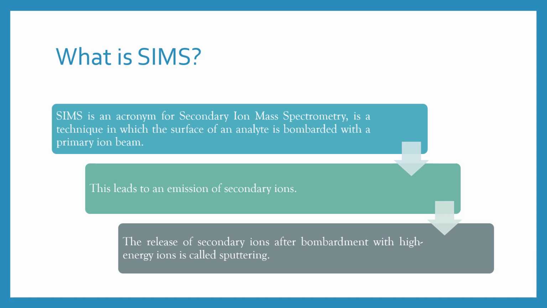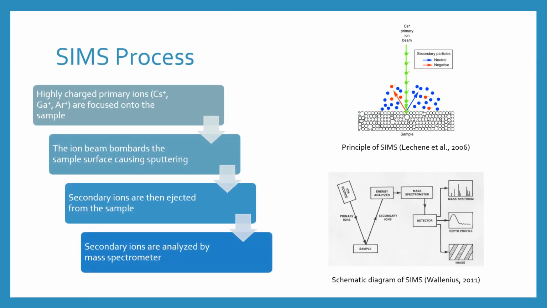This leads to an emission of secondary ions. The release of secondary ions after bombardment with high-energy ions is called sputtering. SIMS consists of several components such as the ion source and a mass spectrometer. The primary ion source with the highly charged ions is focused onto the sample surface and bombards it, thus inducing sputtering of the secondary ions originating from the sample. The ejected secondary ions are analyzed by the mass spectrometer to identify the elements present in the sample.